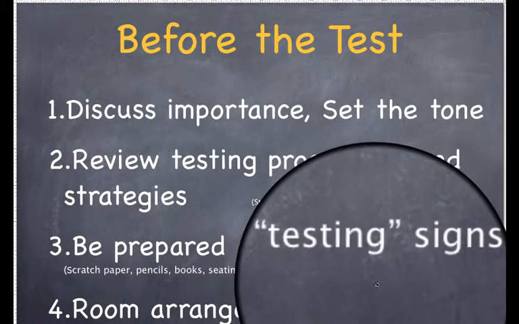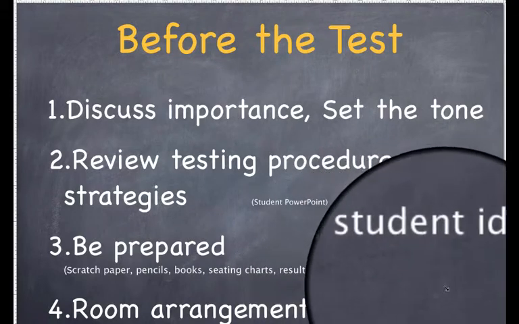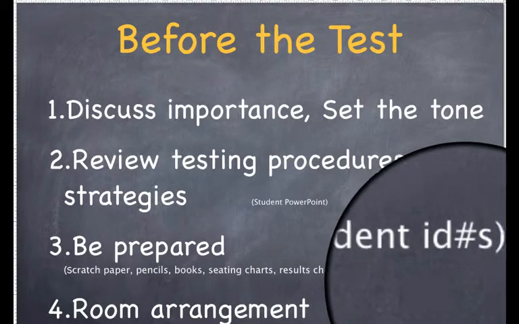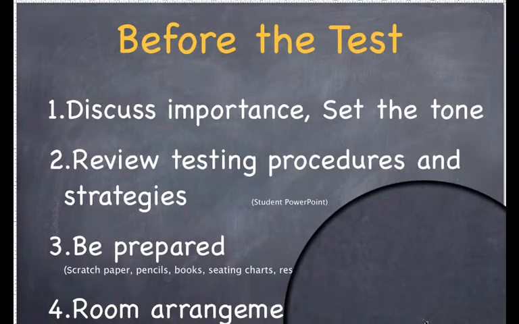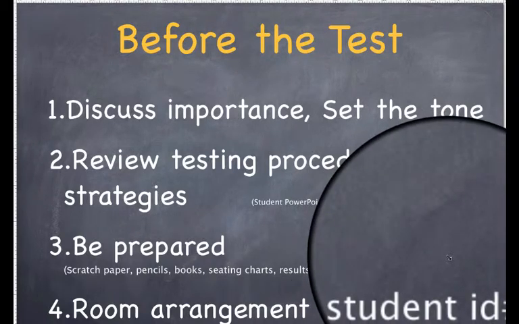You'll probably want a testing sign of some type to hang outside your door just to let people know that your students are busy testing and they shouldn't be disturbed. And student ID numbers. If the test proctor is not the regular classroom teacher, then they may not be as familiar with the spelling of students' names, and I think that student ID numbers might be handy in that situation. So it's just something to think about there as a way to look the students up in the testing database, which I'll show you how to do in just a second.